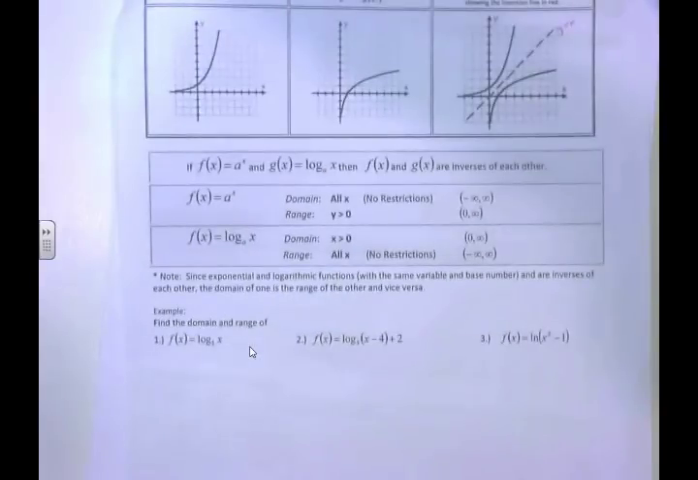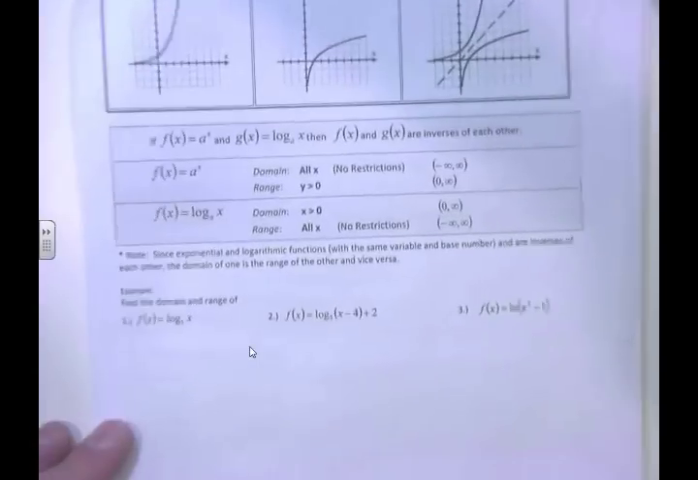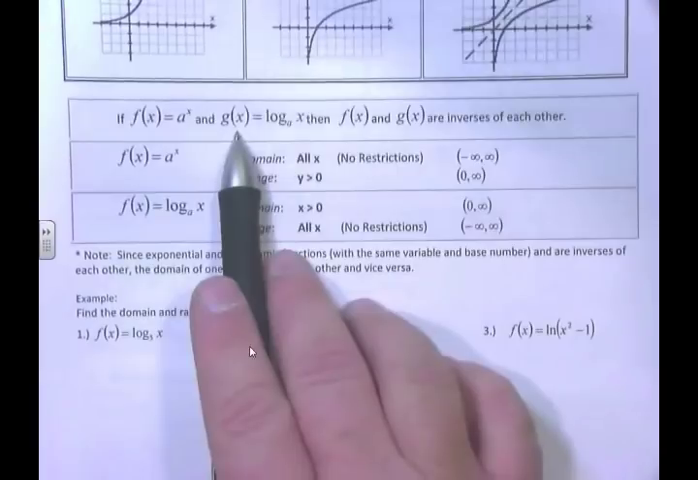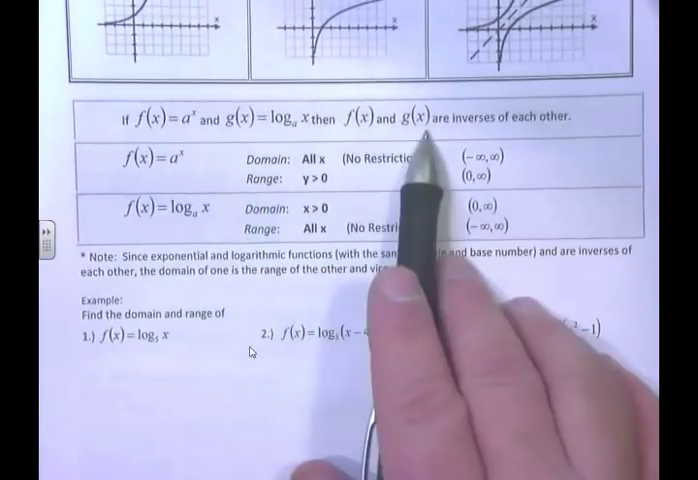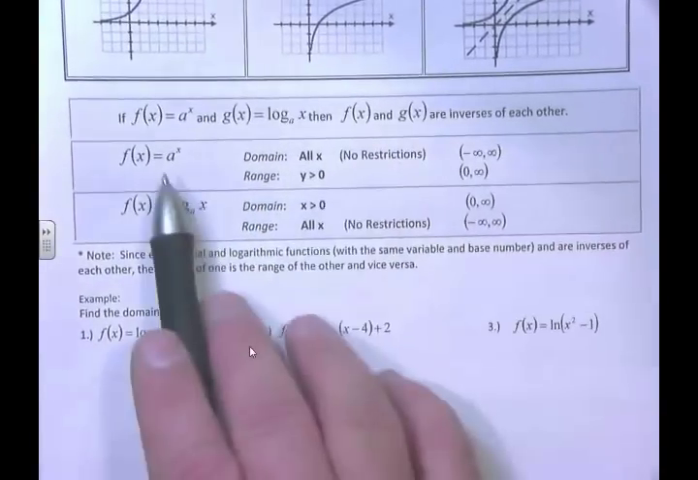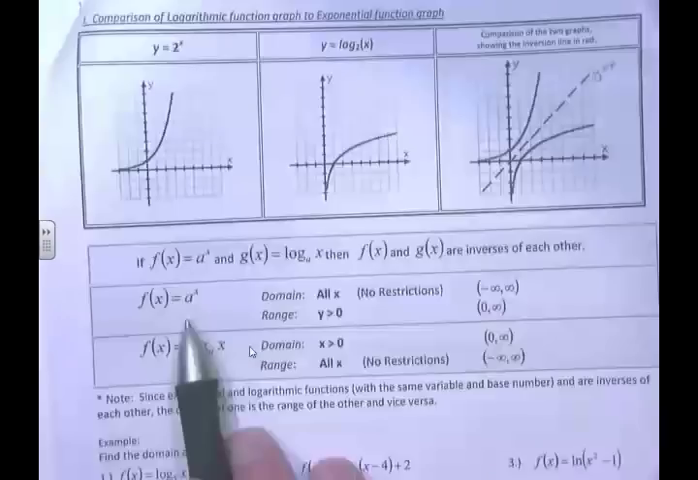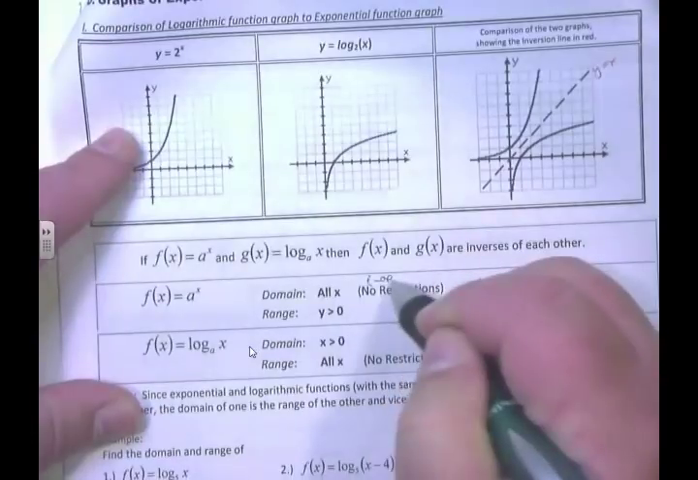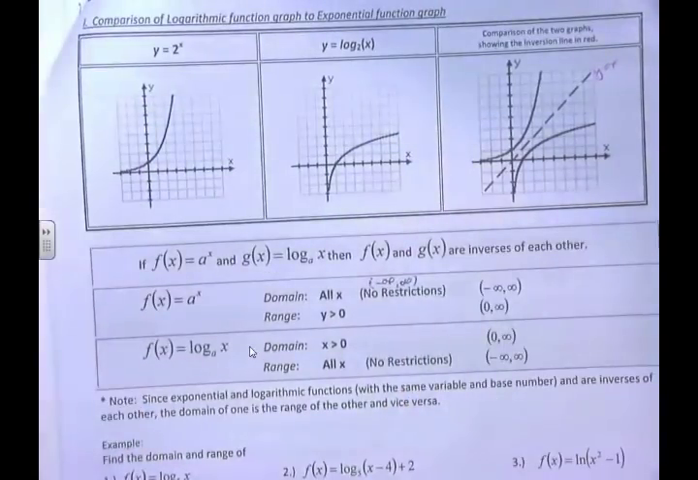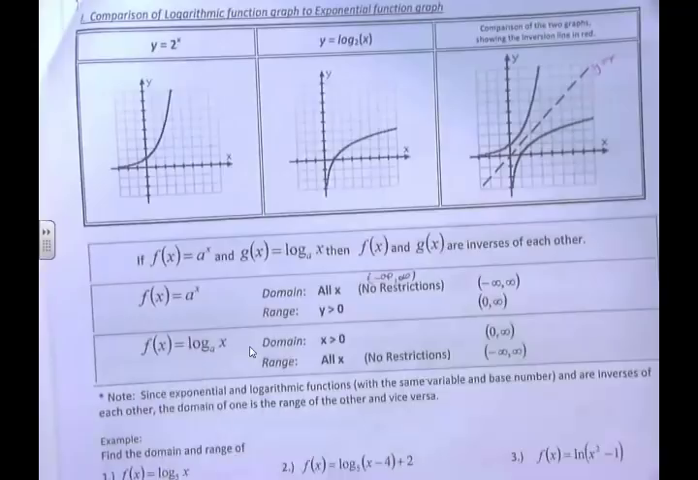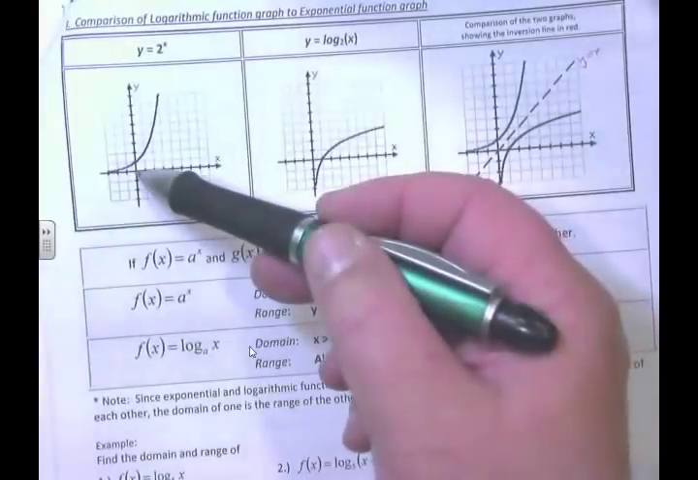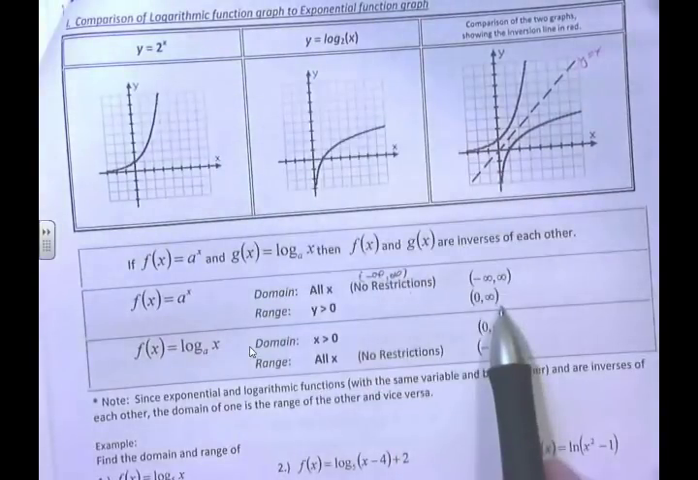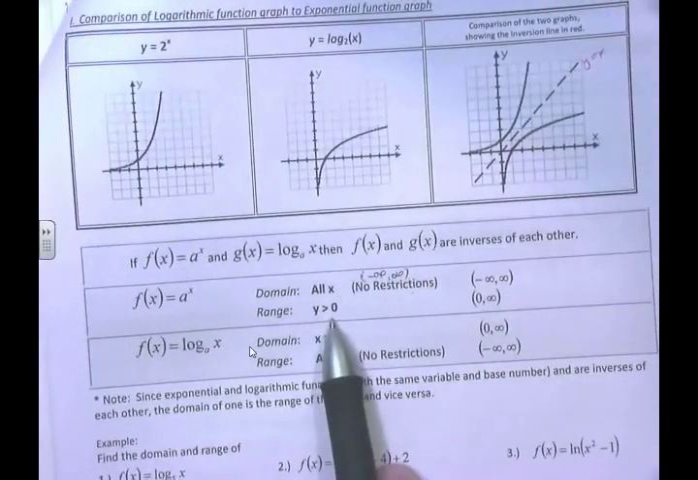So, again, as a tying all this stuff together right here at the end, if f of x equals a to the x and g of x equals log base a of x, then f of x and g of x are inverses of one another. And if you notice a to the x, which is this graph right here, the domain is all real numbers. No restrictions. Negative infinity to infinity, if you want to write it like that. Okay? However, what is the range? The range of the y-coordinates. You only get y-coordinates above 0. That would be from 0 to infinity. Y's are greater than 0.